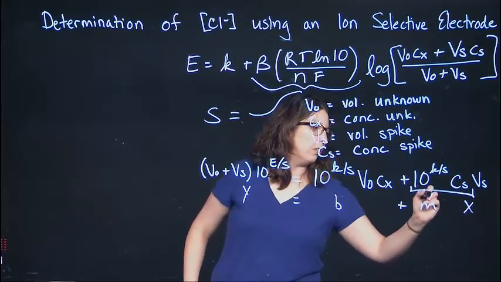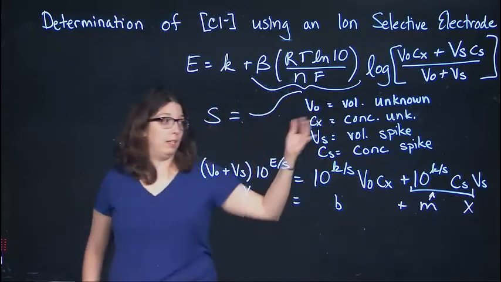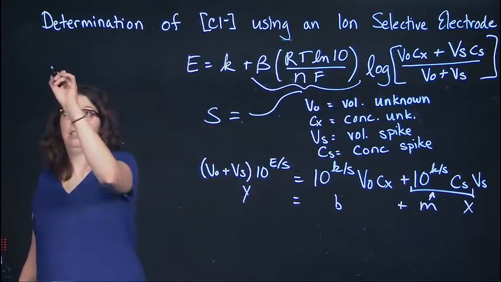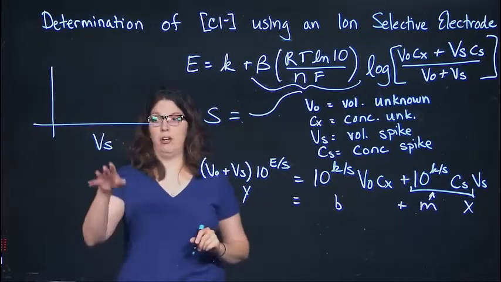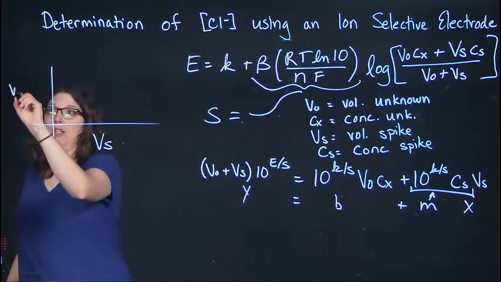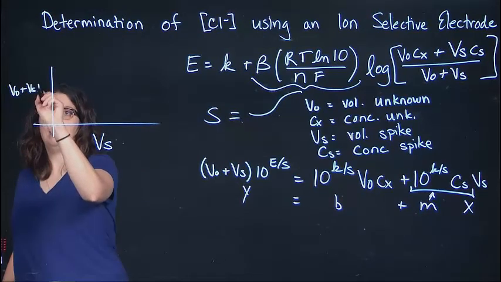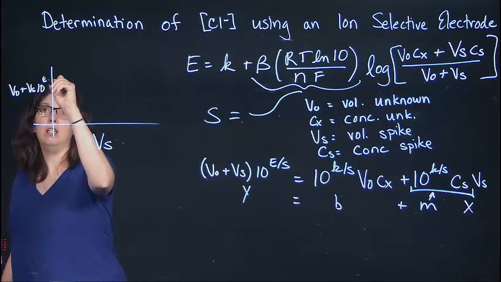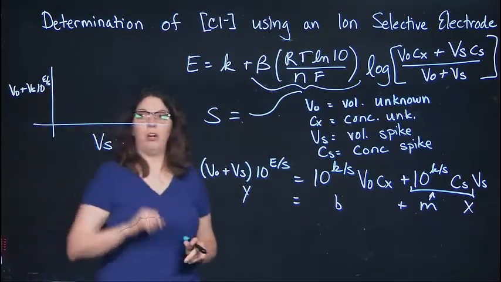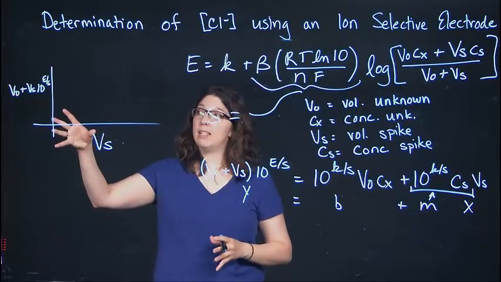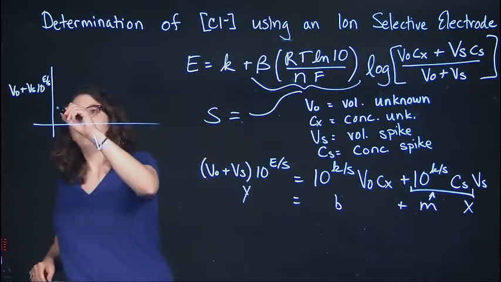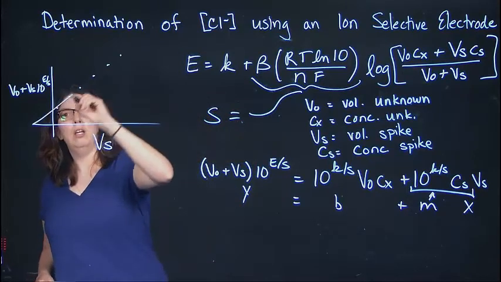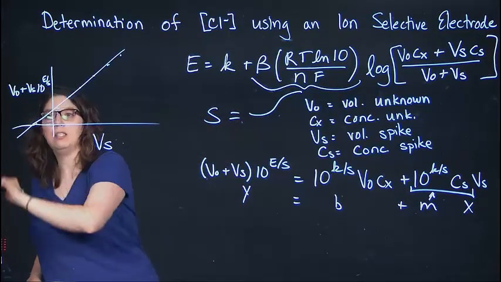Okay, where our slope m is equal to 10 to the K over S times C sub s. And we're going to plot the volume of our spike on our x-axis, and V sub 0 plus V sub s times 10 to the E over S on our y-axis. And remember the E, the potential, is in volts. We're going to end up with a plot that looks something like this.